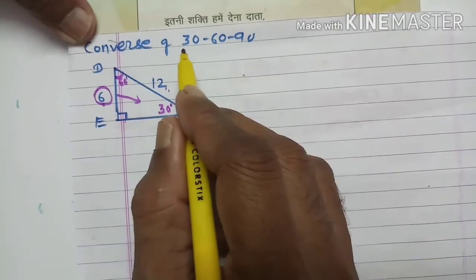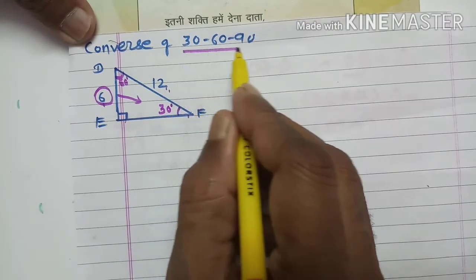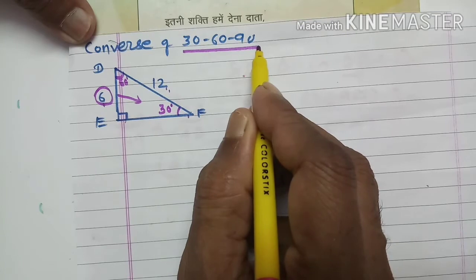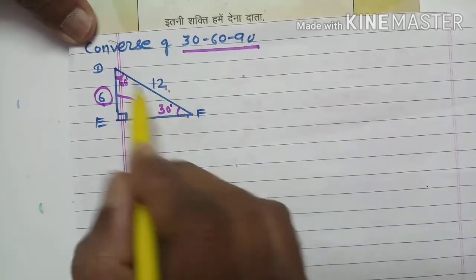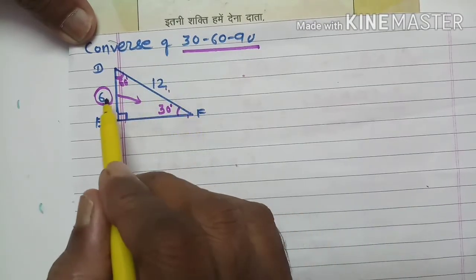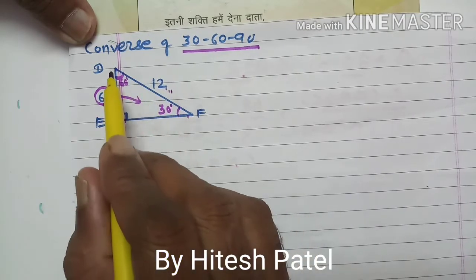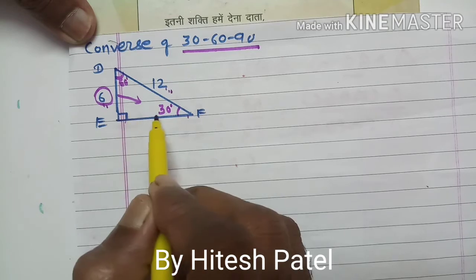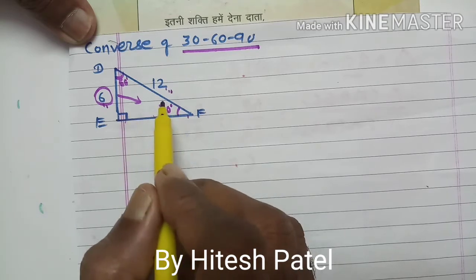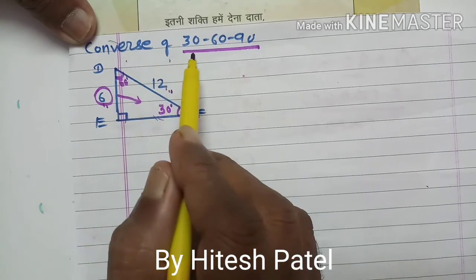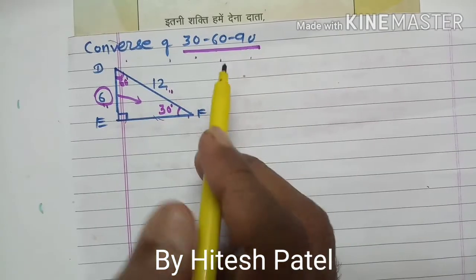So what is there in the converse of the 30, 60, 90 theorem? That in a right angle triangle, if one side is half of the hypotenuse, then the opposite angle of that side is 30. This is called the converse of 30, 60, 90.